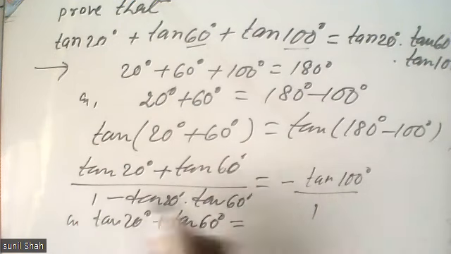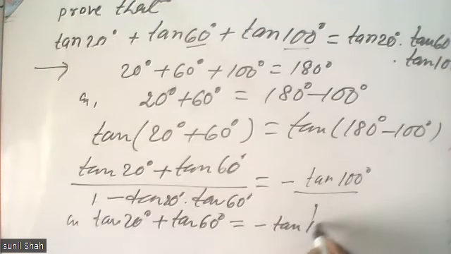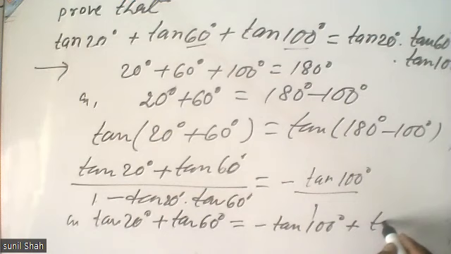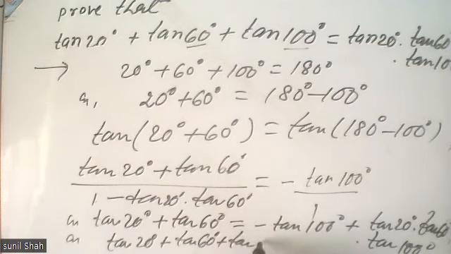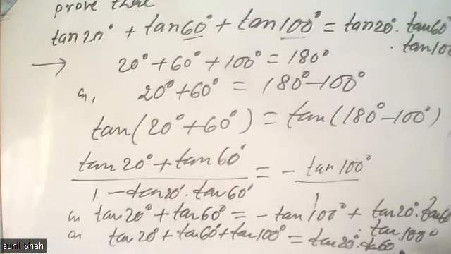is equal to minus tan 100 minus minus plus tan 20, tan 60, tan 100. Now bring this to this side. Tan 20 degree plus tan 60 degree plus tan 100 degree is equal to tan 20 into tan 60 into tan 100. Proved. Go for another one.